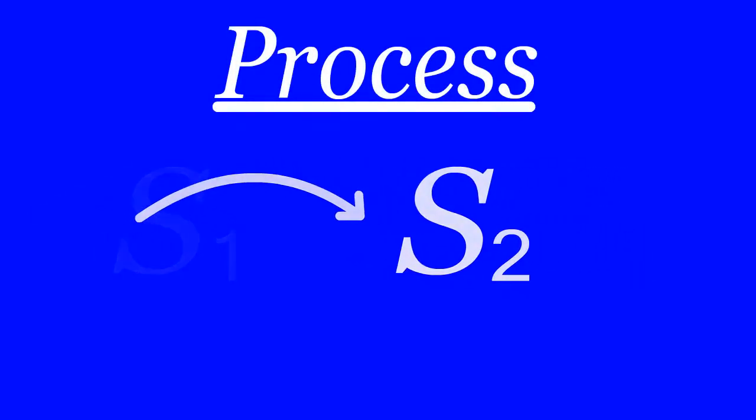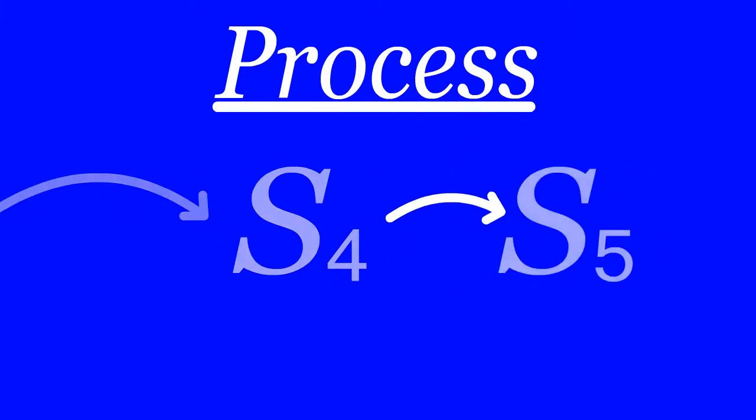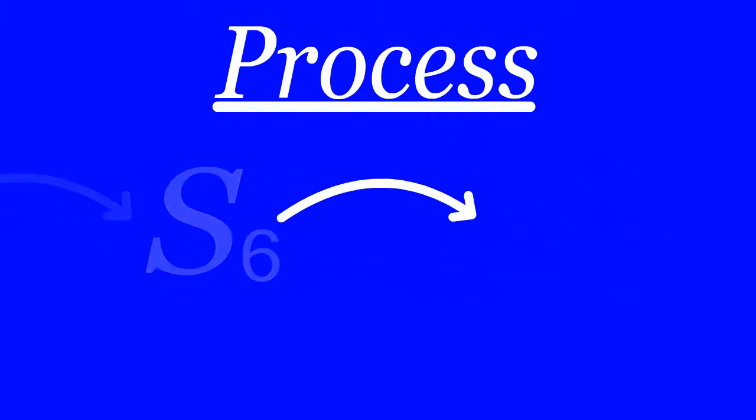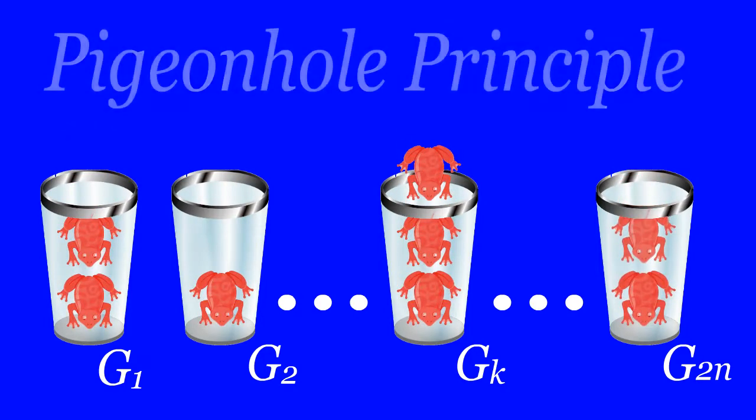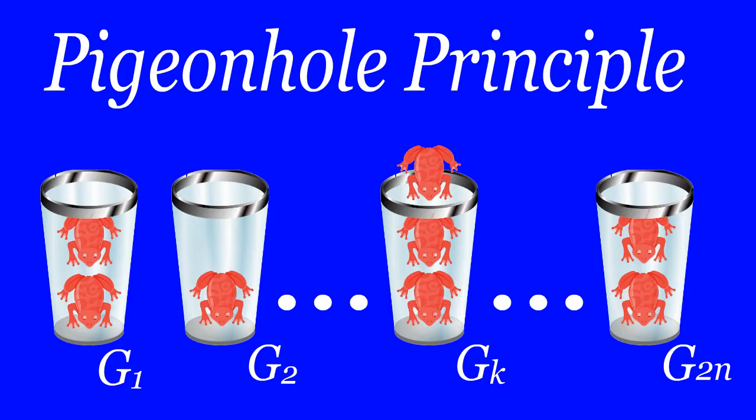Lastly, our final main observation is that our process never ends. That is, there will always be a next step in our process. In other words, there will always be at least one grid G, with at least 3 frogs in it, so that an eruption will occur in the grid G. This is because, if 4n plus 1 frogs are distributed along 2n grids, then by the pigeonhole principle, there must be a grid with at least 3 frogs in it.